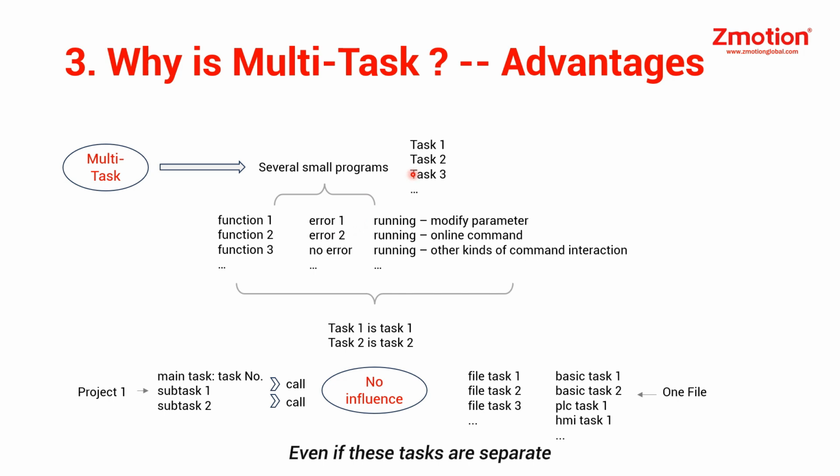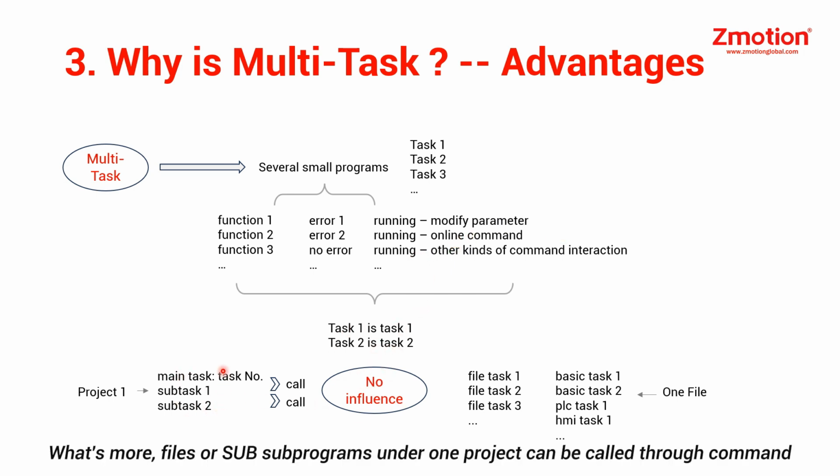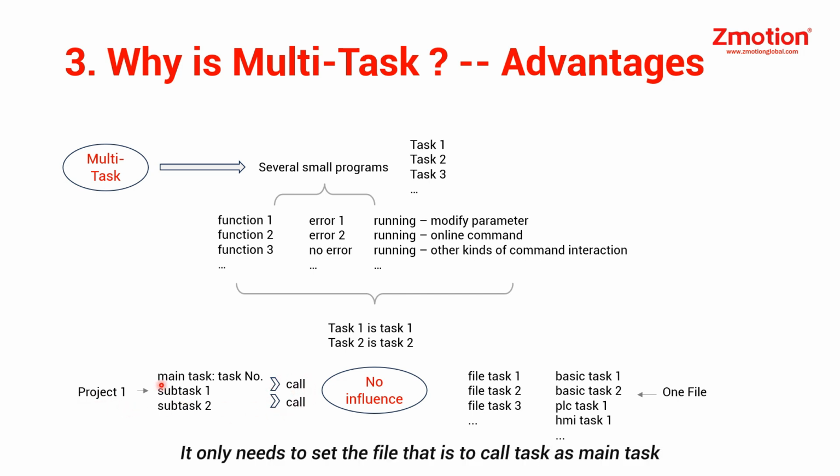Even if these tasks are separate, they also can do command interaction. For example, parameter modification, command sending, and it still has no influence on others. What's more, files or subprograms under one project can be called through command. It only needs to set the file that is to call the task as the main task. That is, set the auto run in ZDevelop. In addition, file tasks can run at the same time, including several tasks in one file, or tasks in different files.